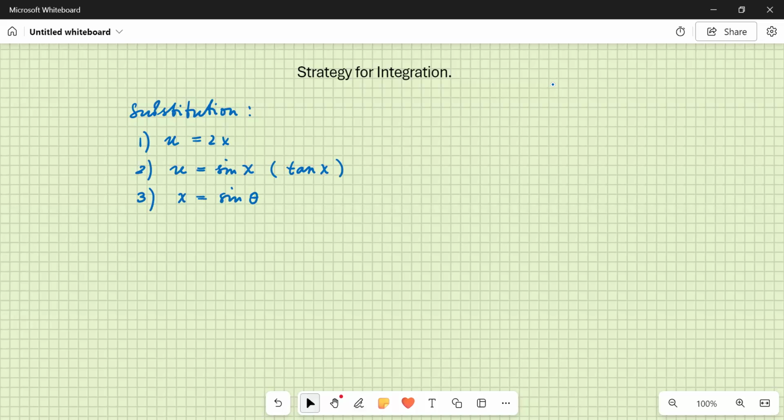Do you see the difference? Here, the new variable u is labeling the whole function of the old variable x. Here, our old variable x is converted into the new variable theta using a function. It can be not necessarily sine, but remember secant and tangent are working here.